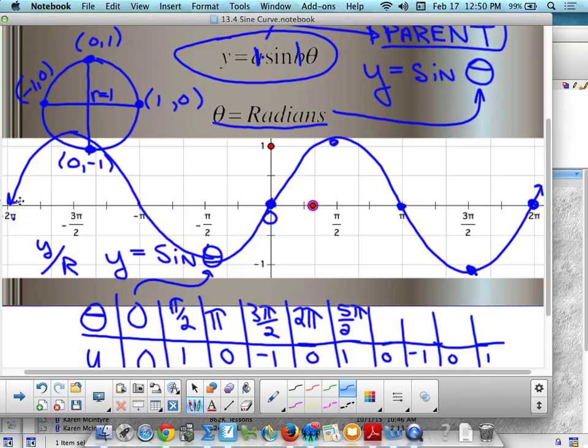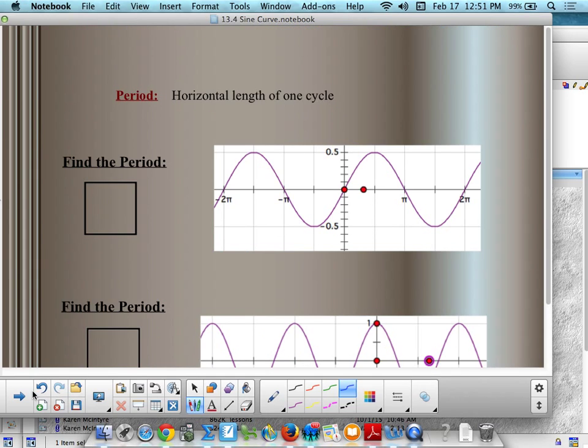Oh, by the way, what function was this? Sine, but it was the easiest sine function I can give you. It's called the parent. I did the parent with you. Now we're going to talk about two things. One of them is something Brady was talking about, and then the other one is this one. What's the period of the sine function?